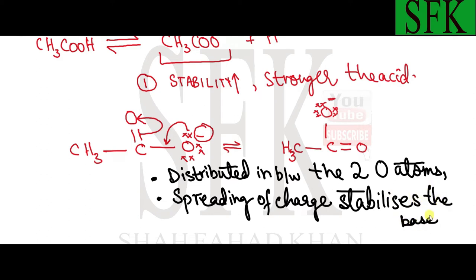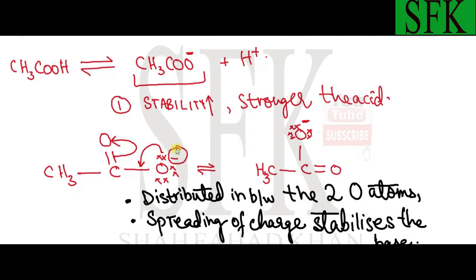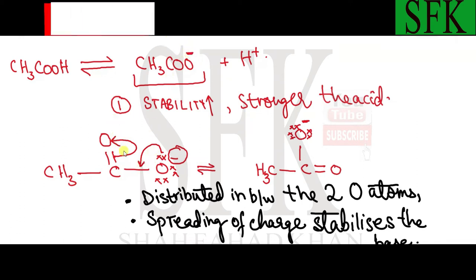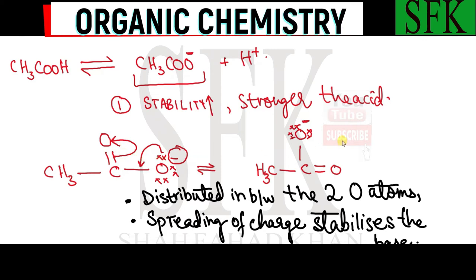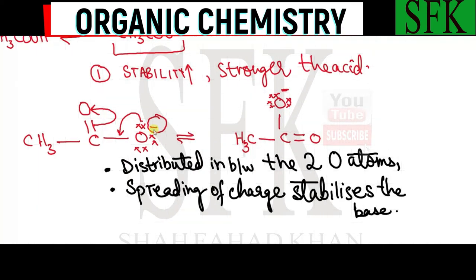That's because if this charge spreads out, the magnitude of the negative charge that is concentrated on only one oxygen atom decreases, and it basically spreads out in between the two oxygen atoms. This phenomenon of spreading of charge is basically what's known as resonance. Yes, it's the same resonance that occurs in benzene.